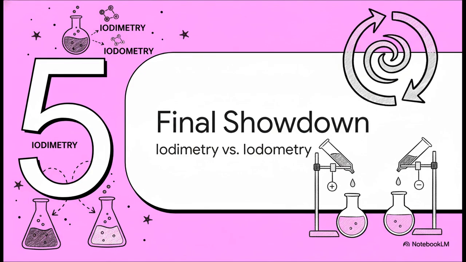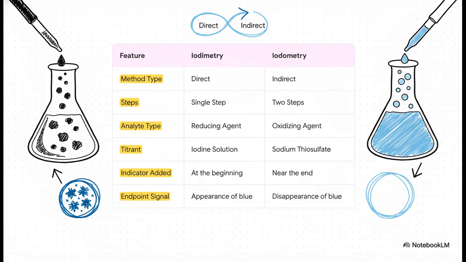Okay, now that we've got a really good handle on iodimetry, let's put it head-to-head with its counterpart, iodometry, just to make the differences crystal clear. This table really lays it all out for us. You can see how they're almost mirror images of each other. Iodimetry is direct, 1 step. Iodometry is indirect, 2 steps. Iodimetry measures reducing agents, while iodometry is for oxidizing agents.